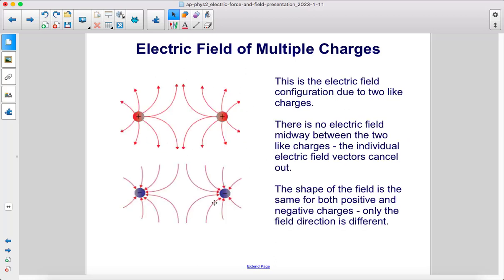This is the electric field configuration due to two like charges. There is no electric field midway between the two like charges. The individual electric field vectors cancel out. The shape of the field is the same for both positive and negative charges. Only the field direction is different. So, you could think at this point, there's an electric field due to this charge that points this way. At that point, there's also an electric field that points this way due to this charge, and those cancel out. They add up to 0.